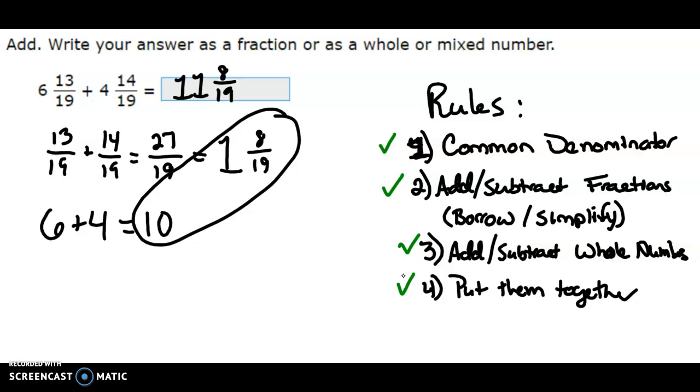Hopefully that cleared some things up for adding and subtracting mixed numbers. So as we move on, please make sure to follow those rules, study those rules, and if you need any extra additional questions to practice, come to me and I can get you whatever materials you need for additional practice. All right? Great job.